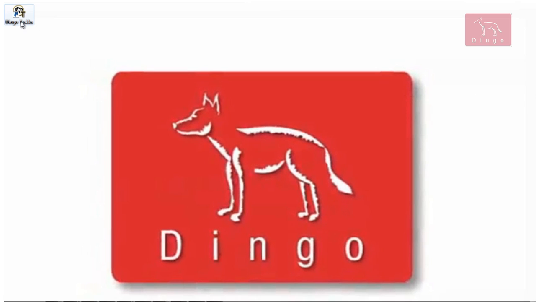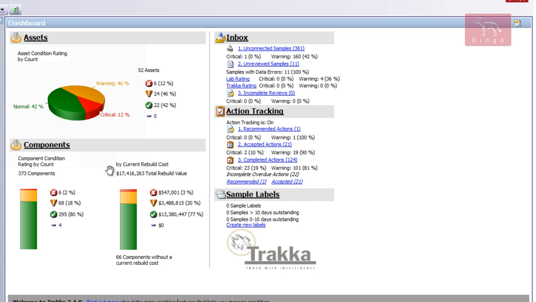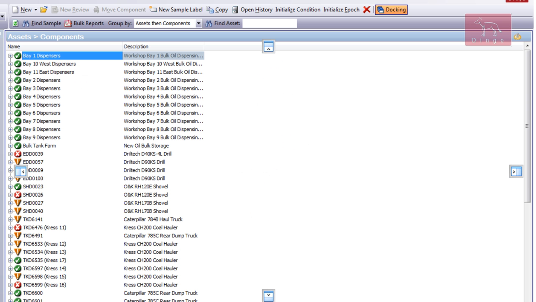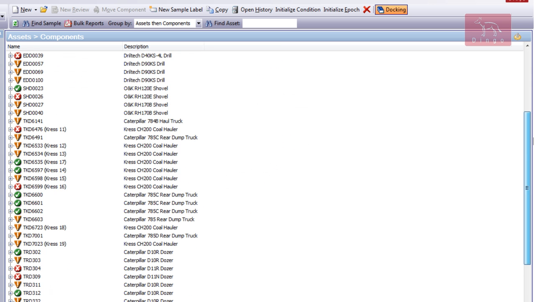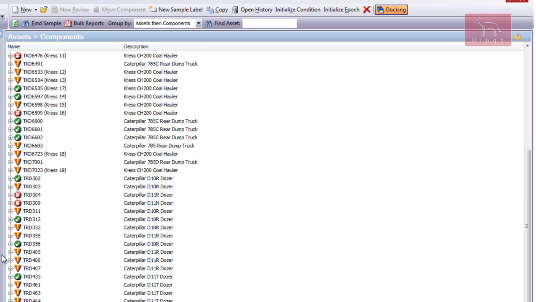Through the implementation of Dingo Trakka to analyze the properties of oil samples, otherwise undetectable machine problems can be identified before damage can occur. This is a real case study of a failure averted using Dingo Trakka workflow management from flag to fix.